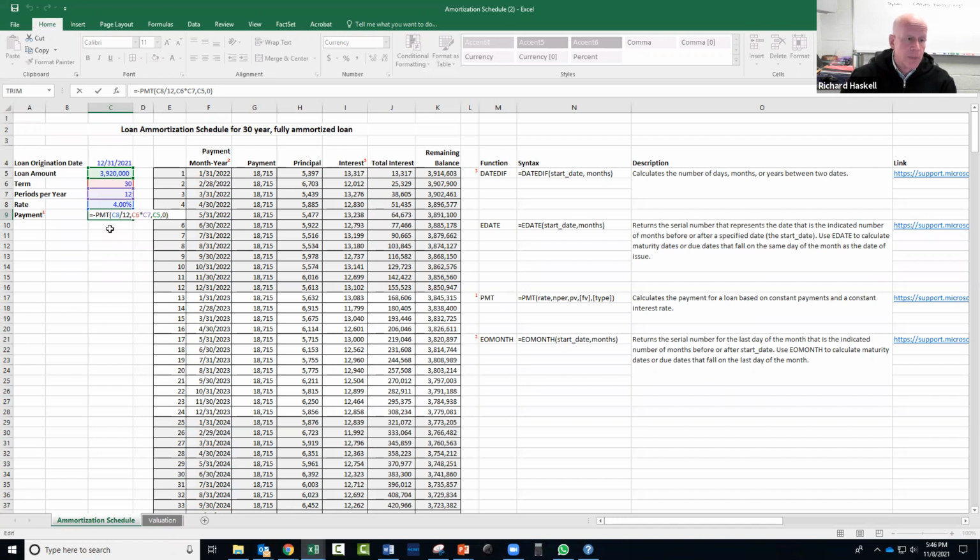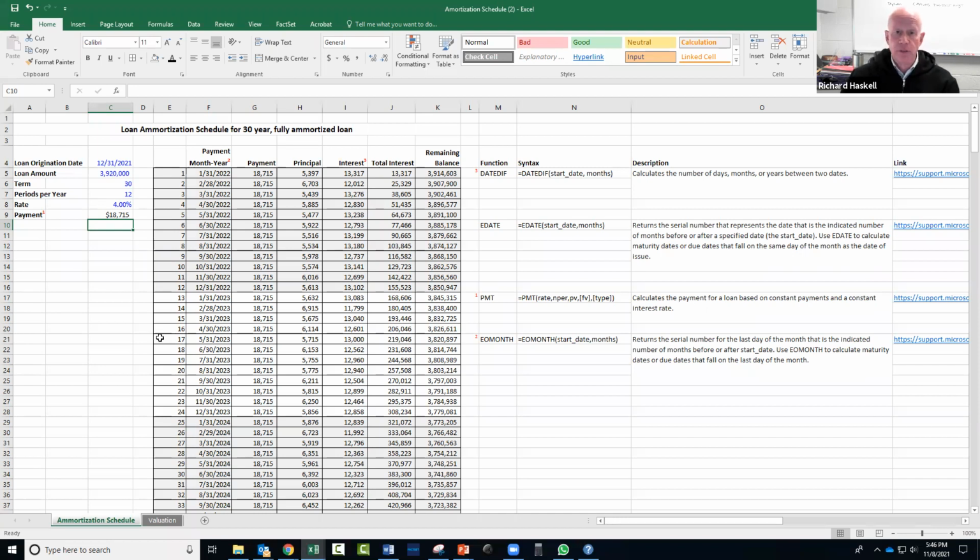So as you look at this, my rate is C8, the actual percentage rate, divided by 12 periods per year, so months. For the periods, I'm going to use the number of years times the periods per year, or months. And for the loan amount, or present value, I'm using the loan amount in C5. Then I used 0 for the future value rather than just taking the default. So this is in black, not blue, because I've calculated it using some of my blue inputs.